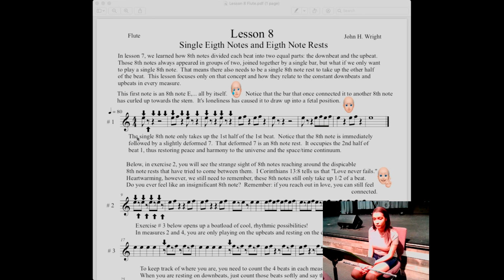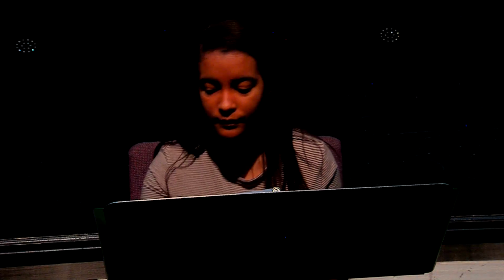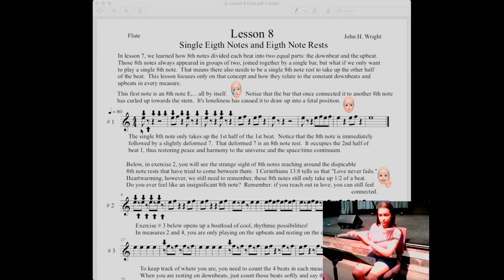And so let's try number 1, where we're going 1, 2, 3, 4. 1 and 2, 3, 4. 1, 2, 3. Right? So let's try number 1.